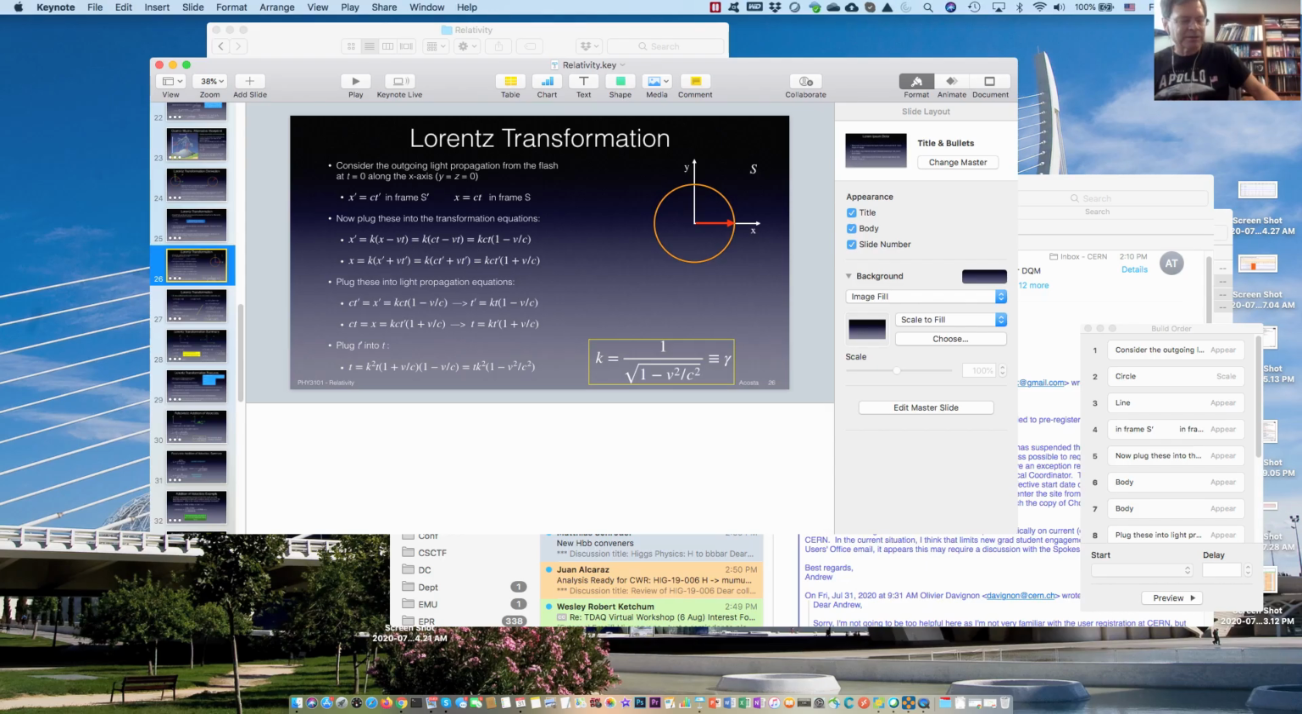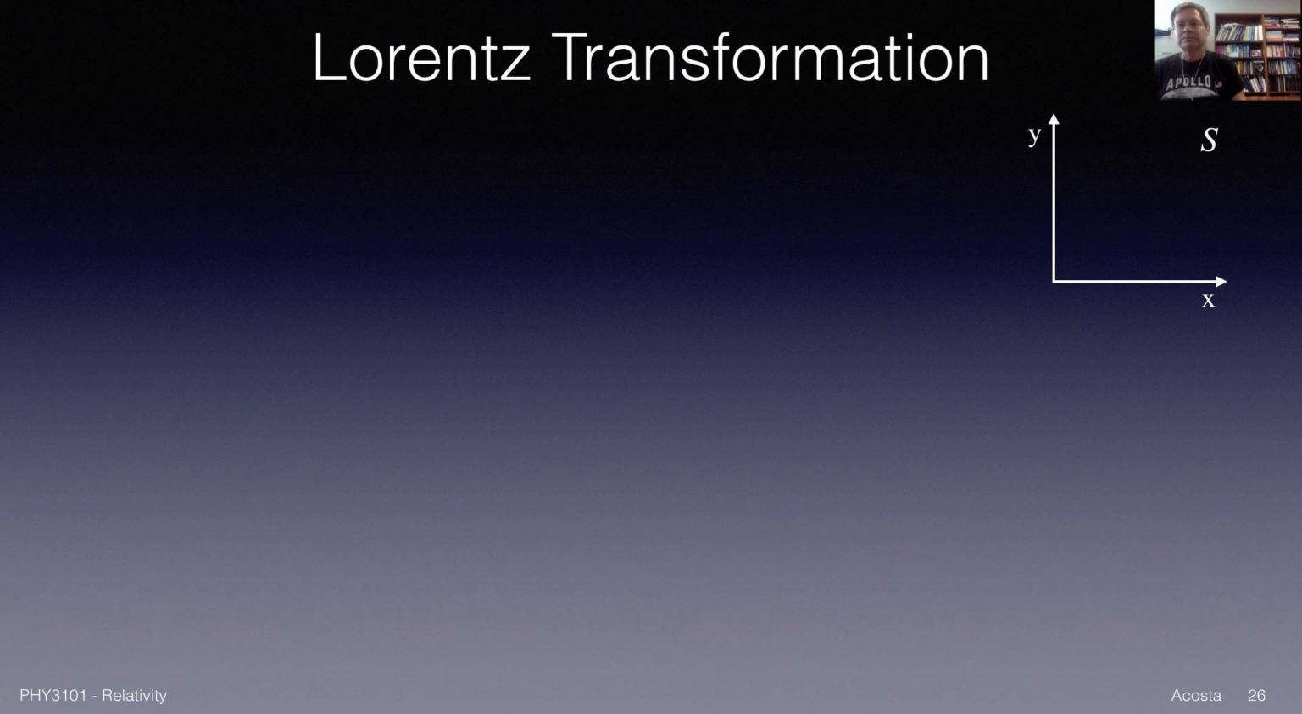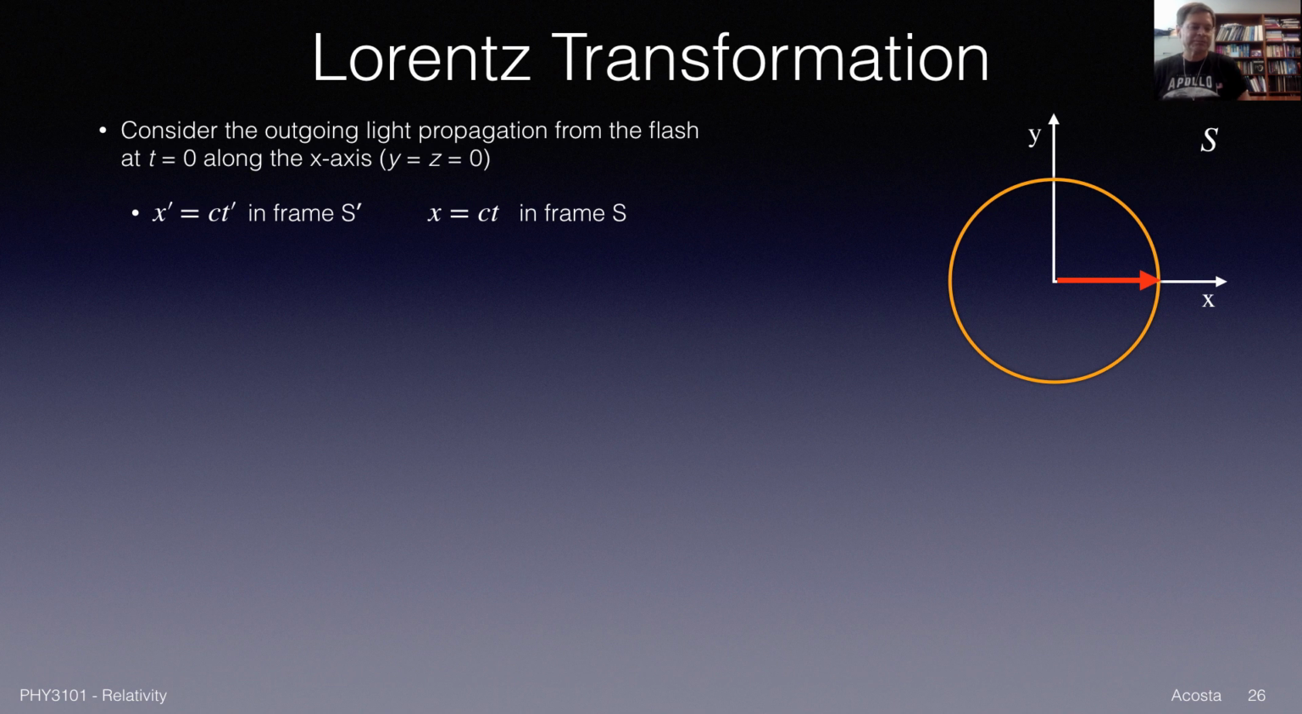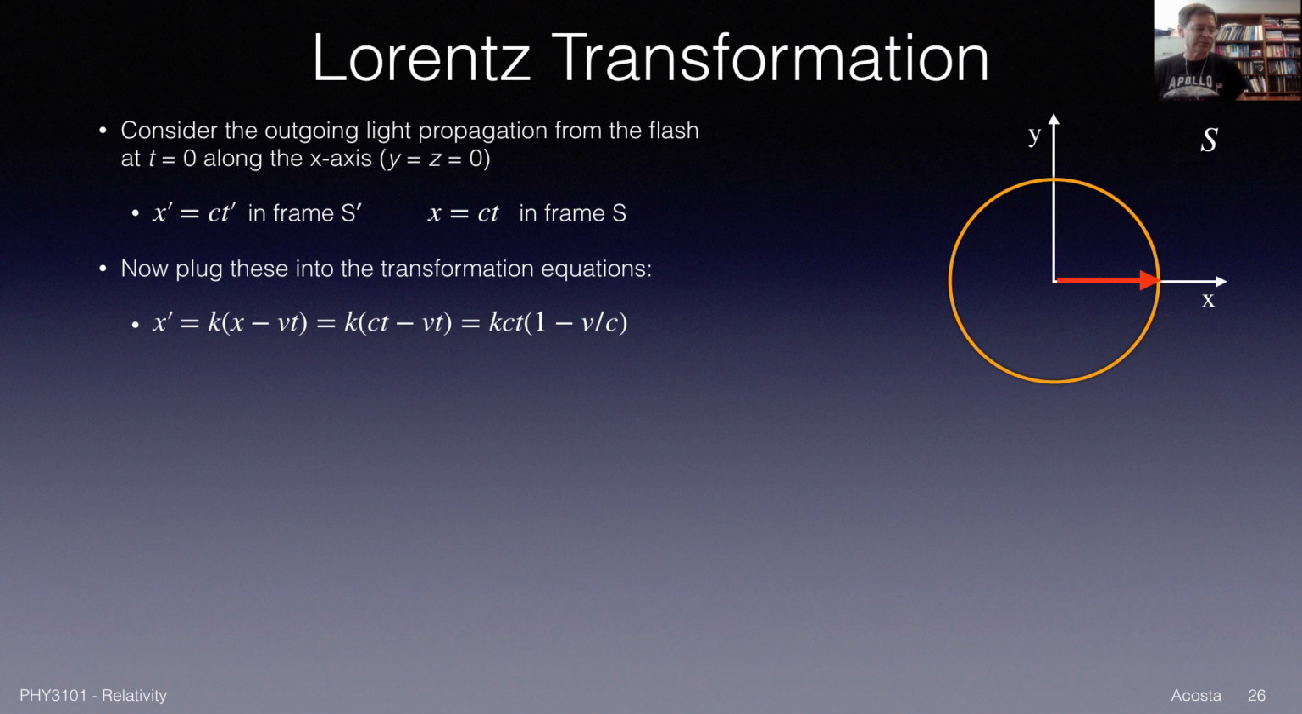Oh, sorry about that. I've lost my screen again. Let's try to get back to where I was. Where did we go? Expanding sphere of light. Radius along the x-axis. And we plug those into our transformation equation. Okay, so I'm back to our rest. Apologies for that.